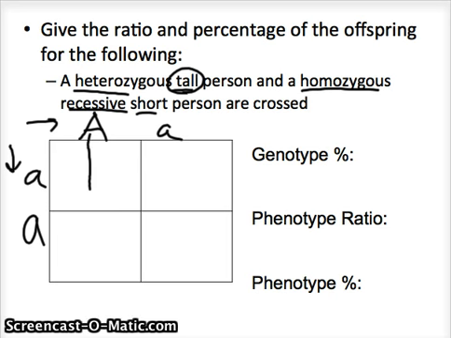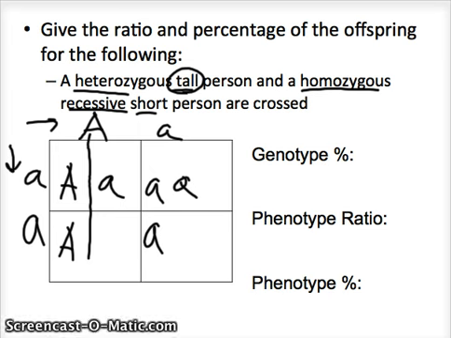So big A is here, so big A is going to go in both of these boxes. Little a is here, so little a is going to go in both of these boxes. And then you do the same thing across. Little a is here, so little a is going to go in both these boxes. And then little a is here, so we go right across and go in both of those boxes.